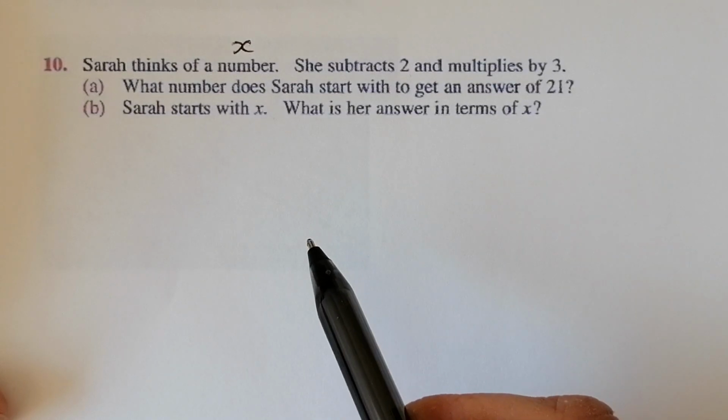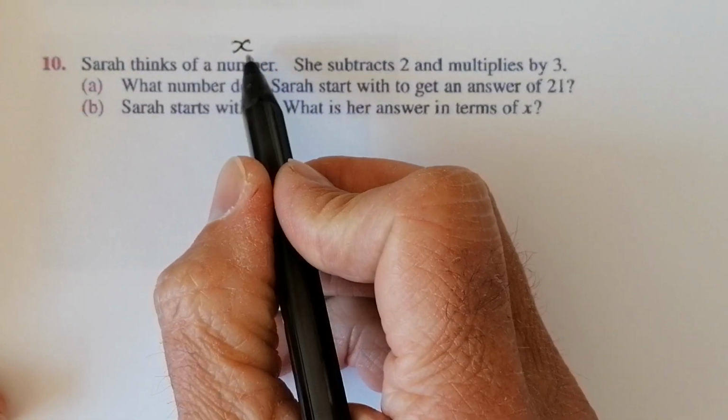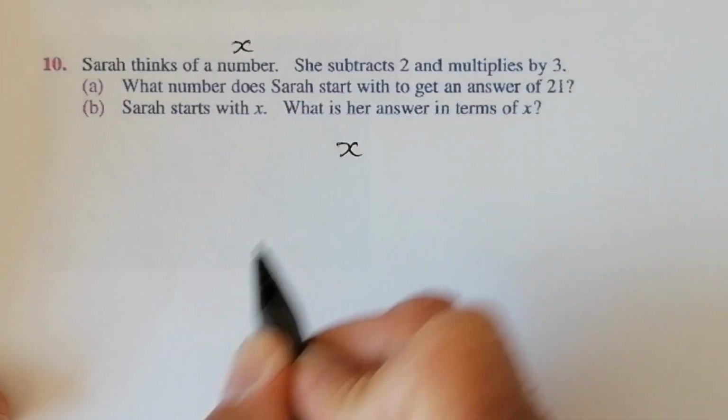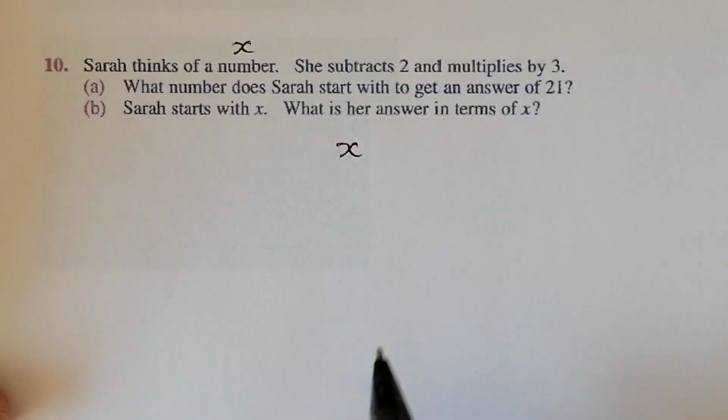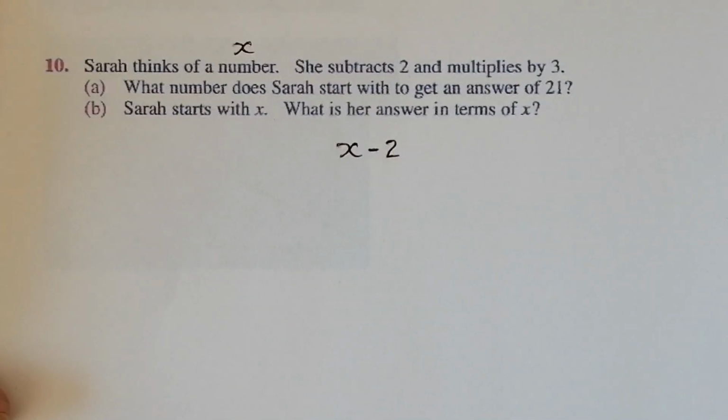Let's start writing this down as an equation. The number she thinks of is x. She subtracts 2 from that, so take 2 away from that there. And then she multiplies it by 3.